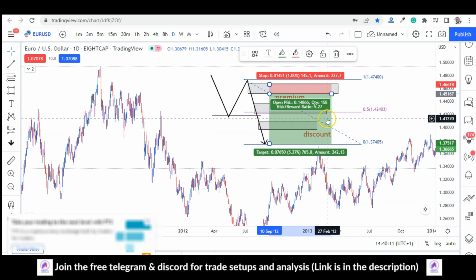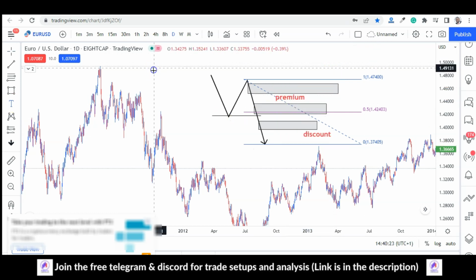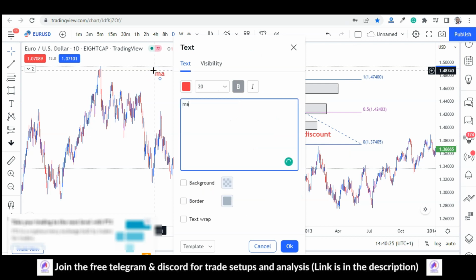Why you need to understand your premium and discount zone is to know that in each trade you are taking, you try to maximize your risk to reward ratio. Okay, that's number one. Number one, maximize risk to reward ratio. Okay, you maximize your risk to reward ratio.